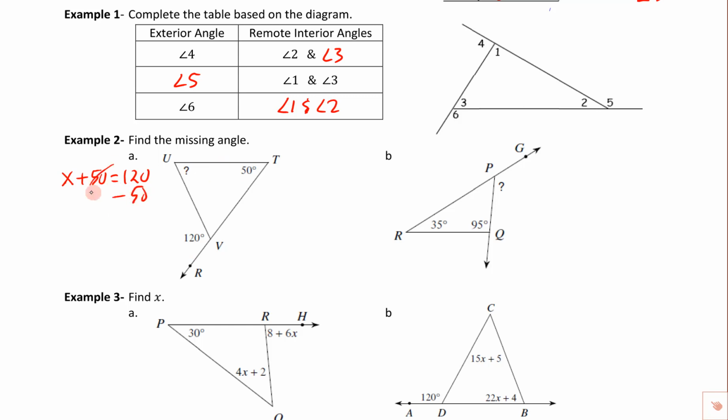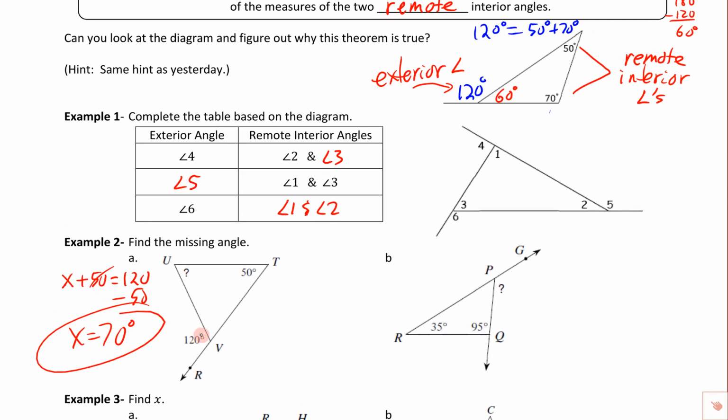So I'm going to subtract the 50, and we end up with x is equal to 70. So that missing angle is 70 degrees. You'll notice that that is actually the same picture, just a different diagram there.